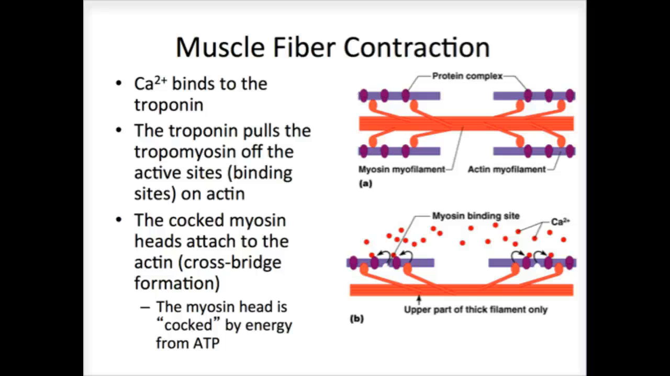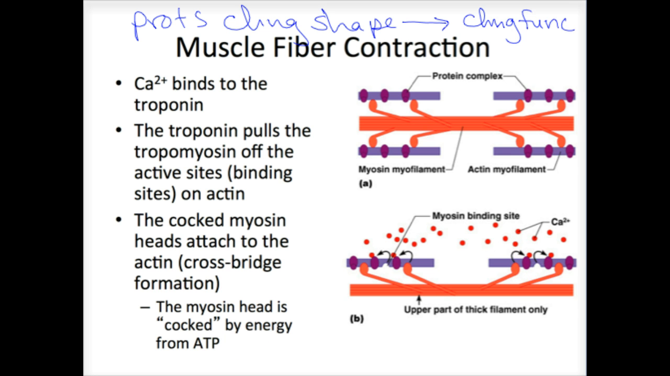The thing to recognize and the thing to remember, when anything binds to a protein, it changes its shape. That's huge. So when the calcium binds to the troponin, it causes the troponin and the tropomyosin, therefore, to change shape. And the second thing is anytime a protein changes shape, its function changes. So by changing the shape, we change the function. And changing the function allows these binding sites to be available to the myosin, and now the myosin can bind to it.